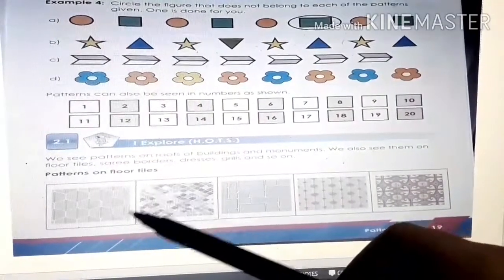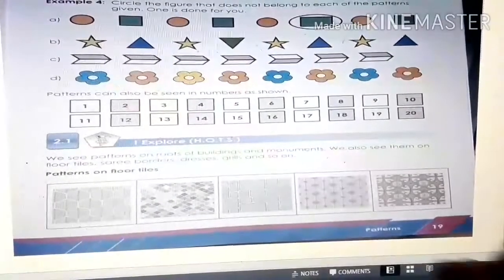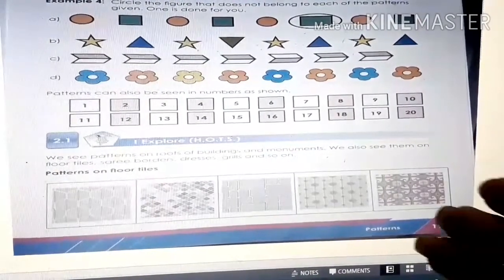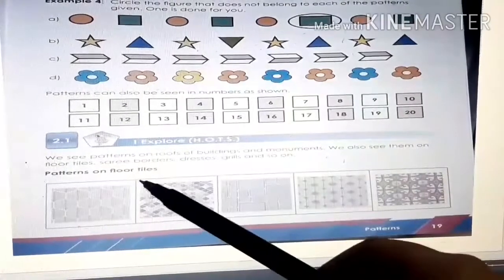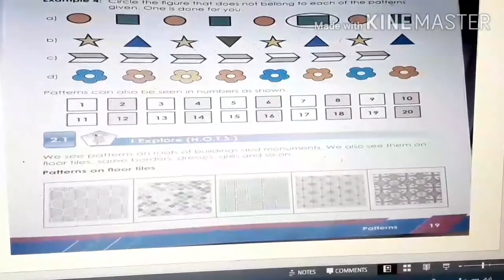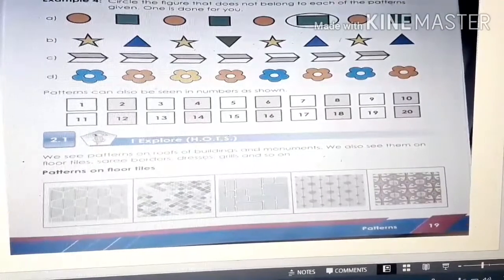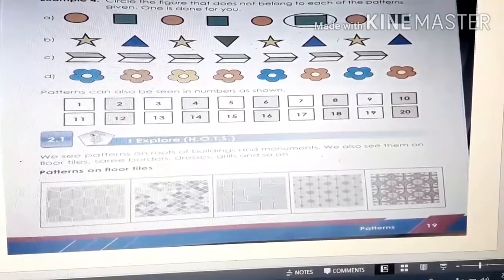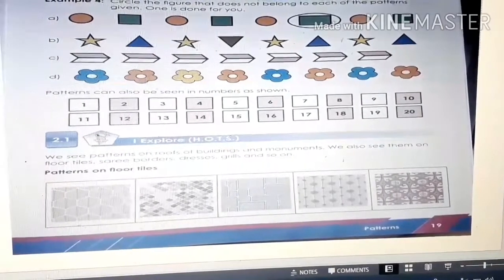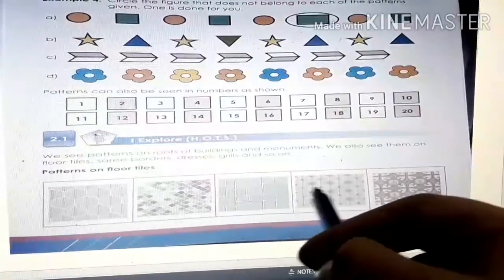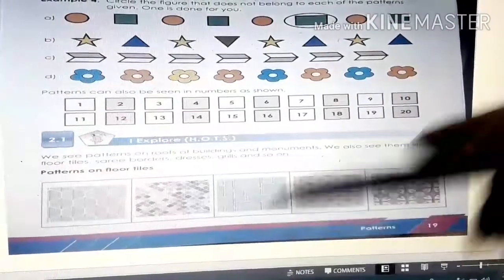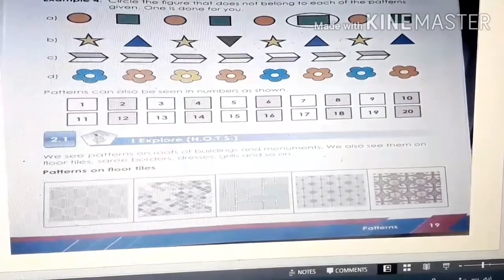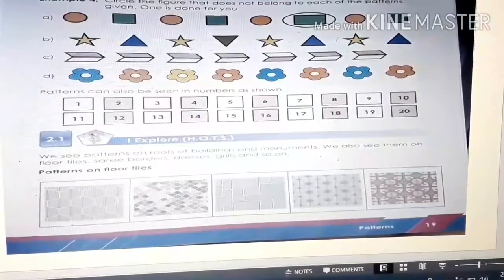This is quite interesting. Patterns, can you say where you see patterns in your surroundings? Don't we see them on the floor tiles? If you see your floor tiles, there is a pattern. You can see either square or rectangle tiles, isn't it? So that is also a pattern. These are some of the patterns shown here of floor tiles. Clear? You see your floor tile, there is also a pattern. So let's move to next.